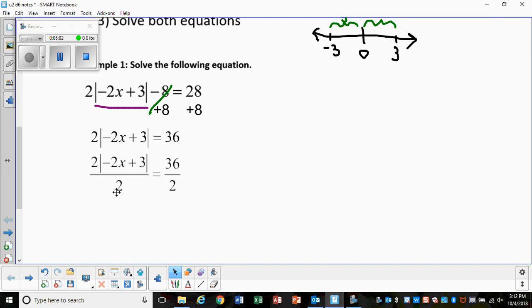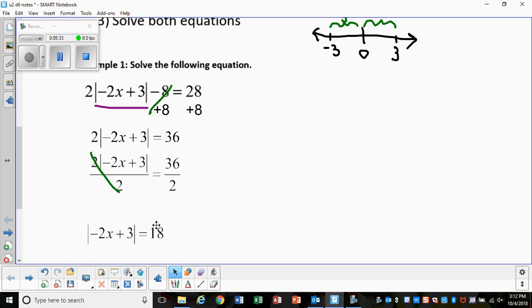Because I'm multiplying and dividing the absolute value by the same number, they cancel each other out. Okay, over here, 36 divided by 2 is just 18. So I get the absolute value of negative 2x plus 3 equals 18. So that's like this. We know the distance is 18, but we don't know what the number inside the absolute value is. And more specifically, we don't know what x was to create that number.